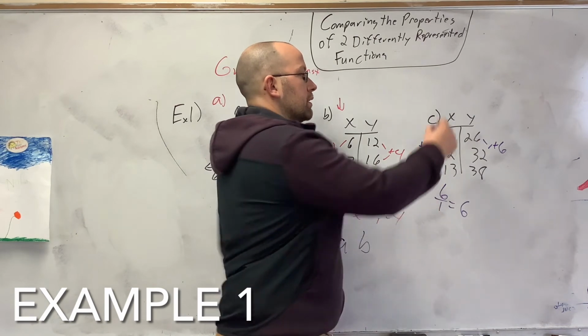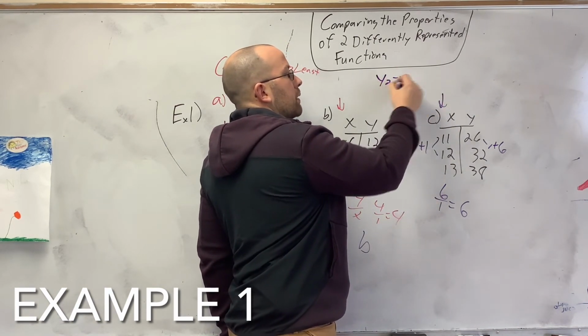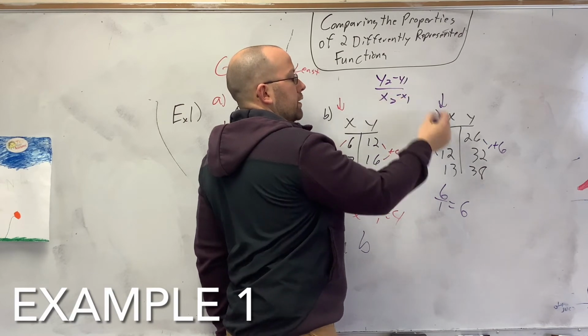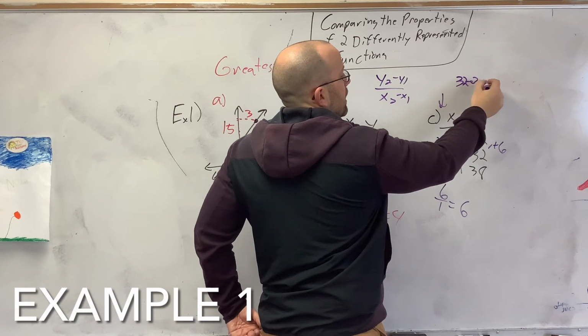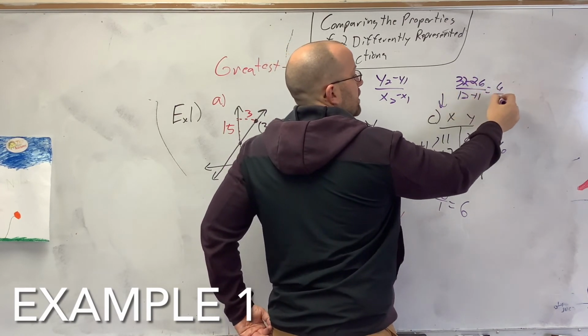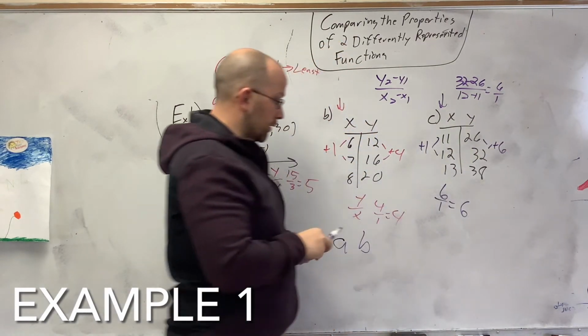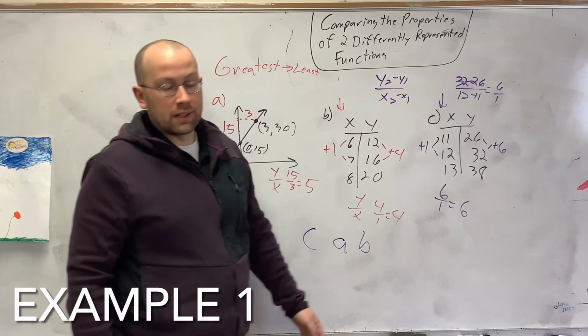How I did that was, well, I'll do it the other way because I said I would. So y2 minus y1 over x2 minus x1. So 32 minus 26 over 12 minus 11 gives me 6 over 1. And there you go. So the best job to take would be this one right here.